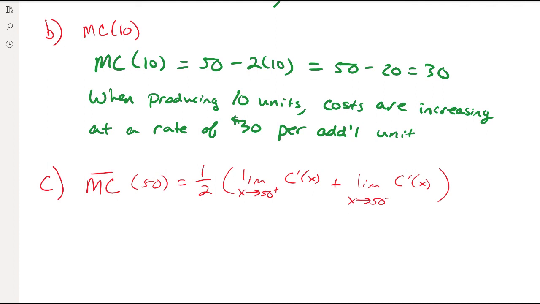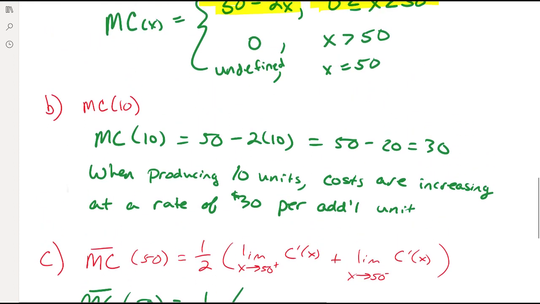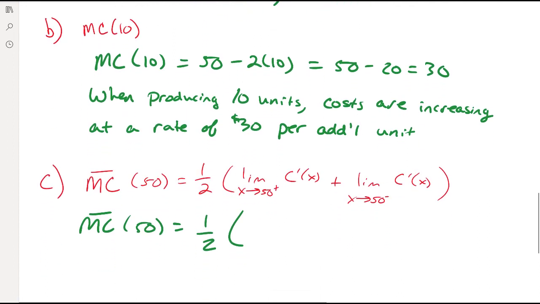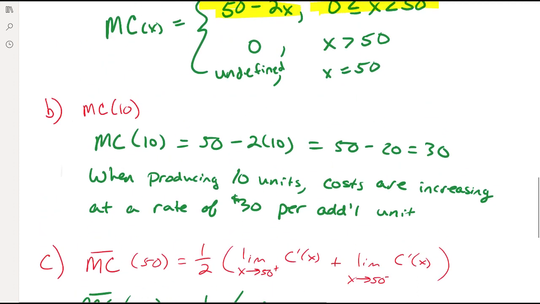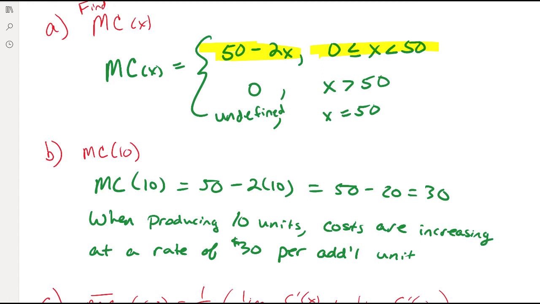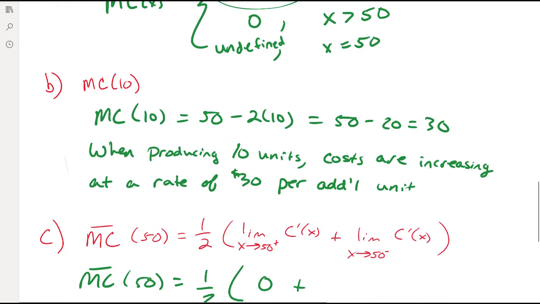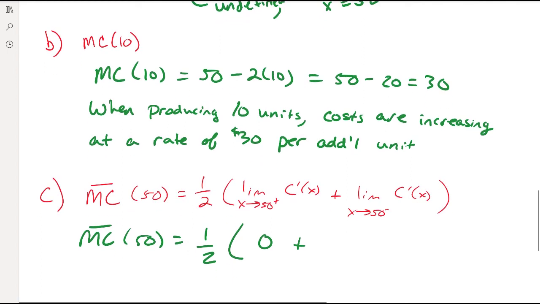So, for us, the average marginal cost of 50 units will be 1/2 times the limit as we come from the right of c prime of x. Remember, that means values that are above 50. Well, for when x is greater than 50, our marginal cost is 0. So that's what the first part is. Plus the limit as x approaches 50 from the left of c prime of x. Then that's going to be the 50 minus 2x part, but we need to plug in 50 for x.